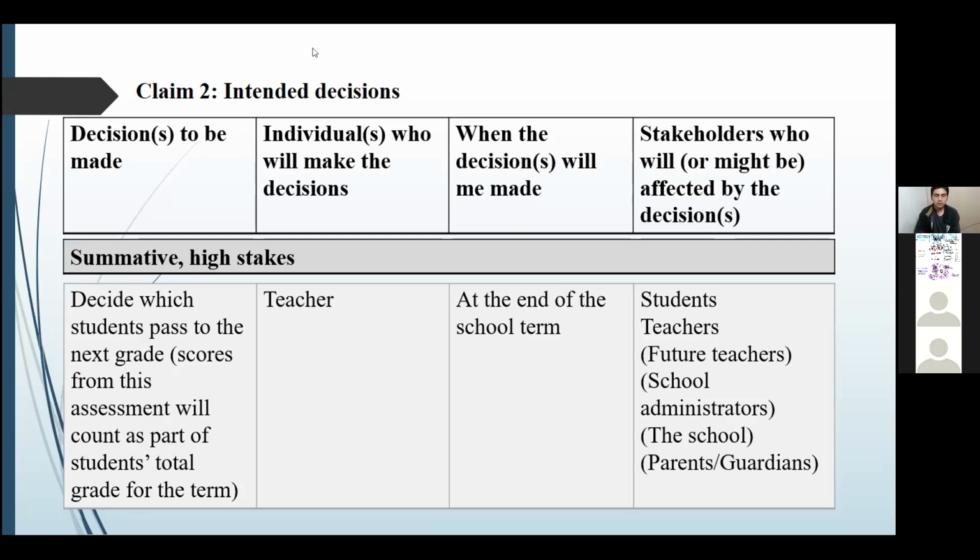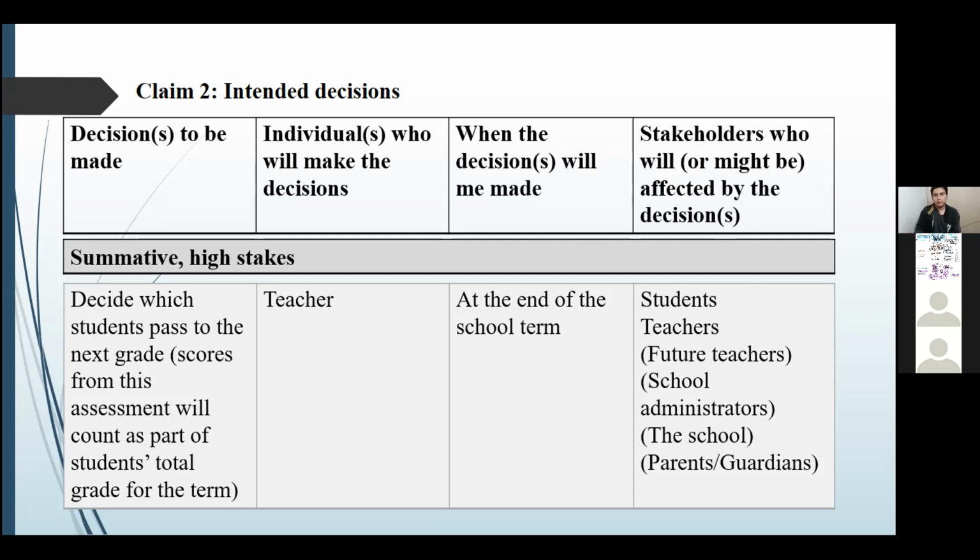And these decisions are also high stakes because these decisions are very important for students. Remember that if a student got a low grade, he's not gonna be passing to the next level. They won't be able to pass. Yes, exactly. Yeah. So what are the decisions to be made?